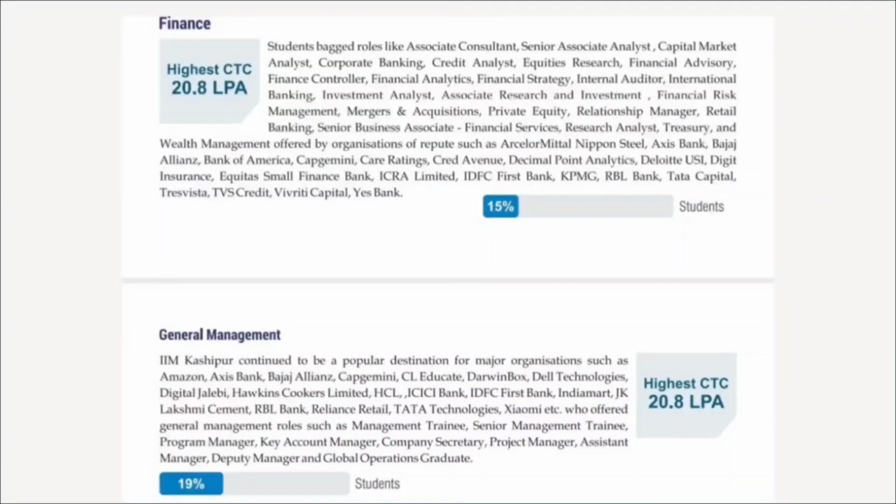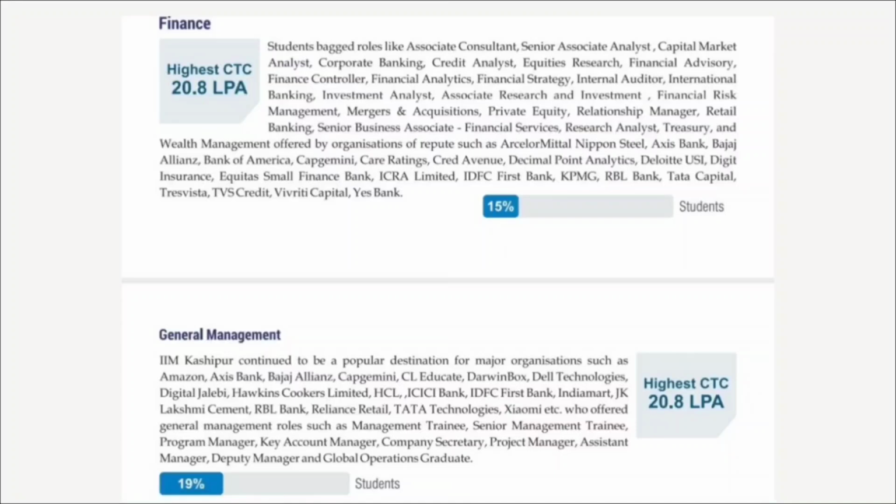Then coming to the next domain, which is finance. 15% of students were placed in this domain, and the highest CTC offered for finance is nearly up to 20.8 lakhs per annum. The top recruiters for the finance domain are ICRA Limited, IDFC First Bank, KPMG, RBL Bank, Tata Capital, TVS Credit, S Bank, and many more companies.